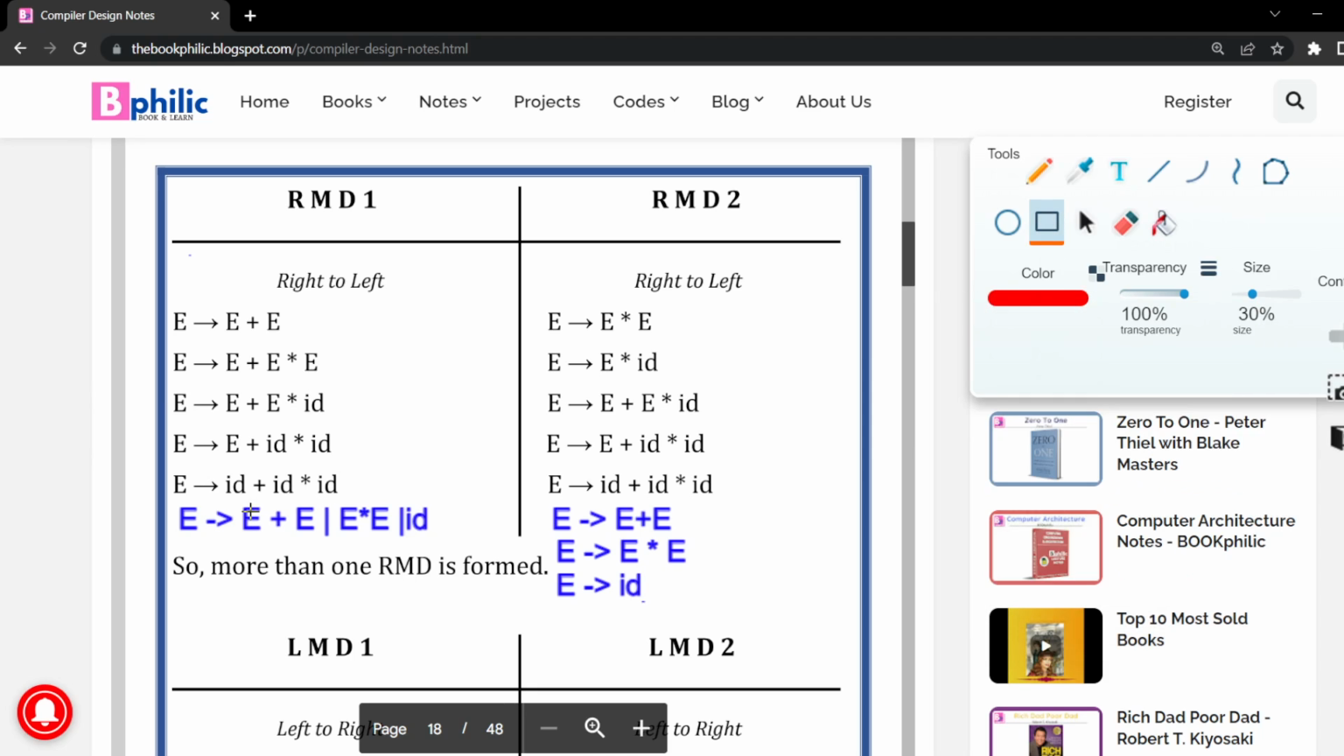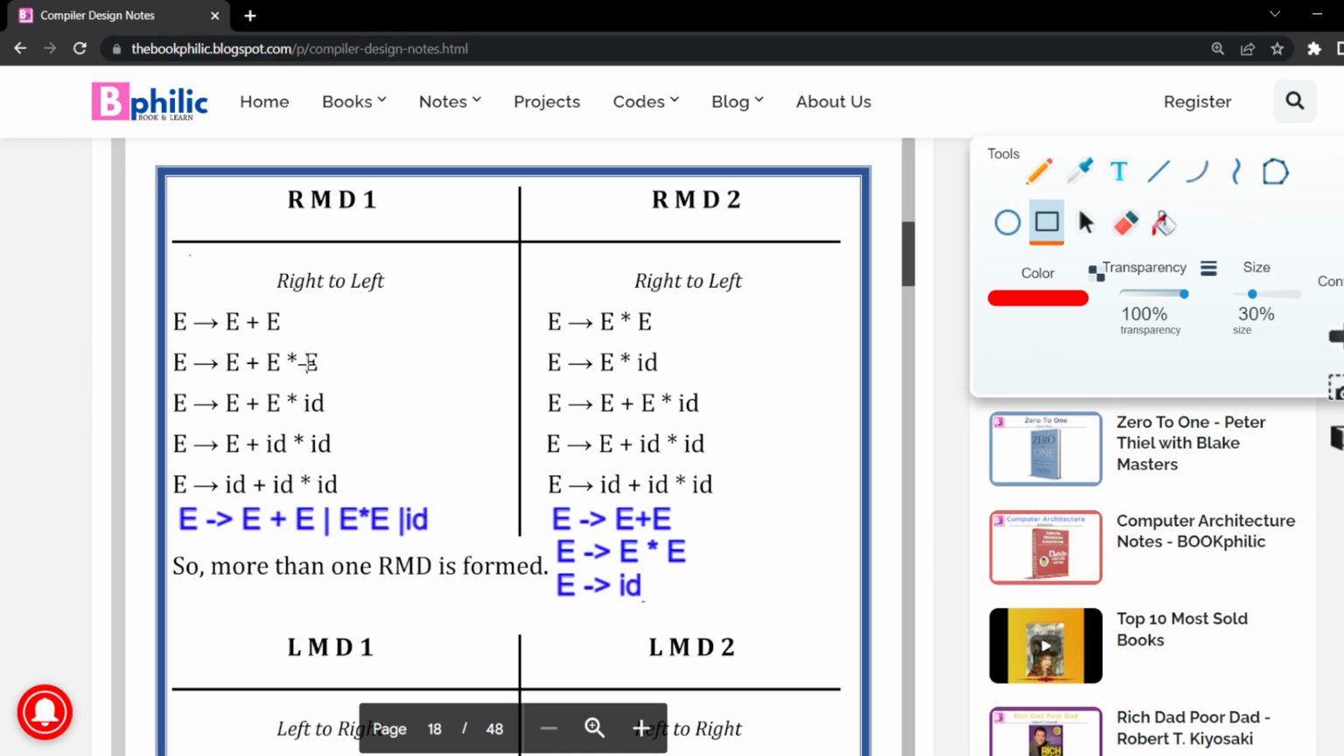You can understand that first of all we have written capital E derives capital E plus capital E. Then we have written capital E derives capital E star capital E. Then at last we have written capital E derives ID. This is the symbol of or. Either this capital E can be derived into capital E star capital E or capital E plus capital E or ID. So in this way we are going to understand the RMD 1 and RMD 2 process.